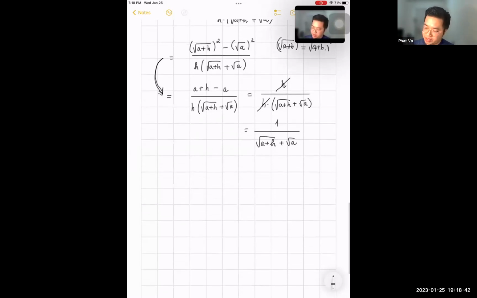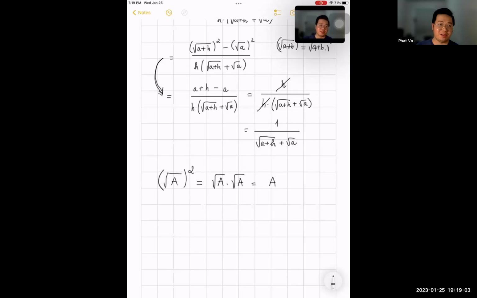Okay, good question. So let me explain to you. The square root of some number, like square root of a, when you square it, it becomes square root of a times square root of a. Both are square roots, so square root of a times square root of a becomes a. You remove the square root now.